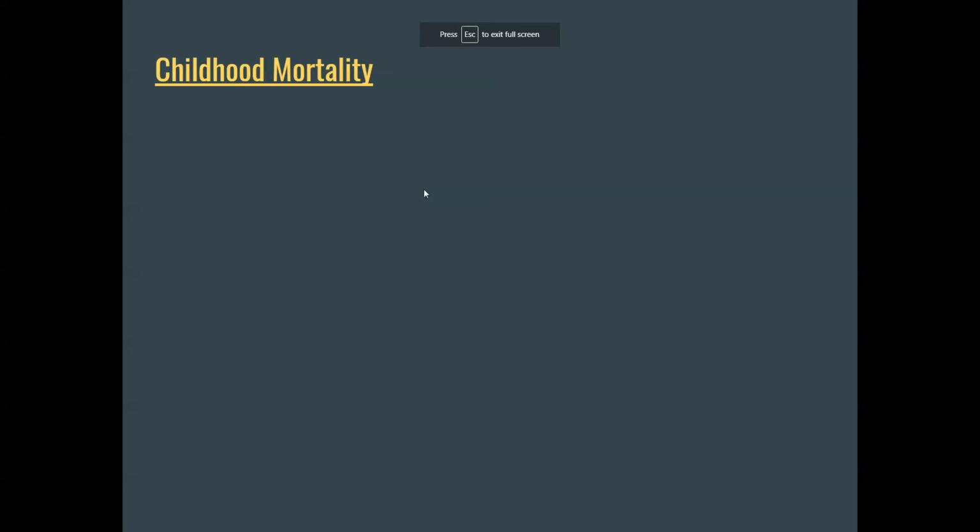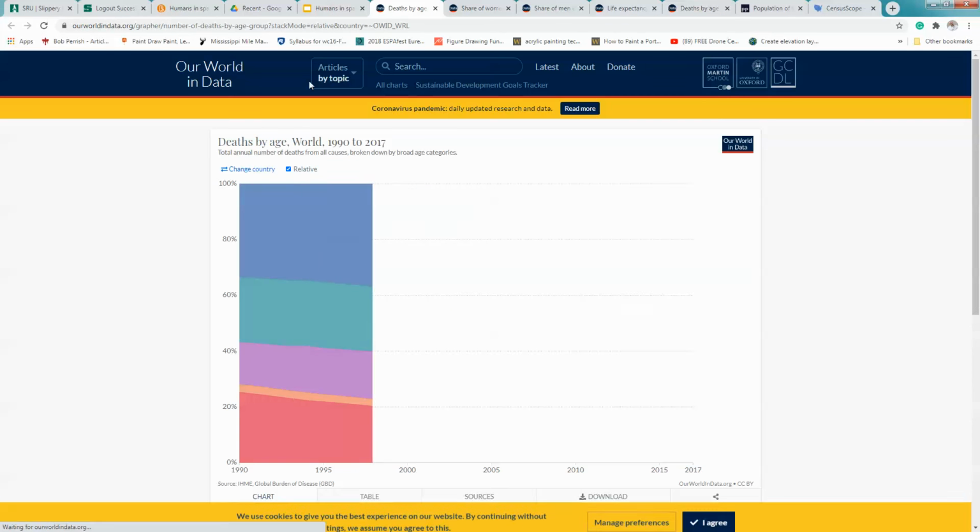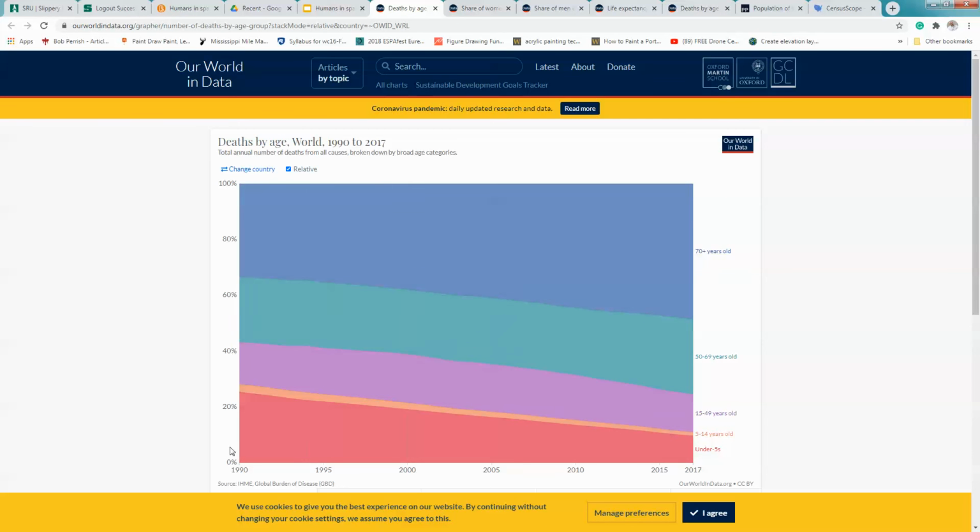Childhood mortality, again, global trends overall have been positive. Between 1990 and 2017, the percent of the deaths that occurred in infants, in other words, under 5, significantly decreased. Okay, 9% globally compared to nearly 25% in 1990. So again, mortality, that side of the equation, has improved in almost every measure.